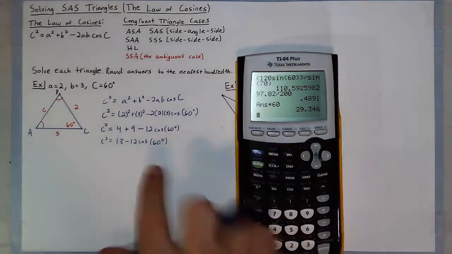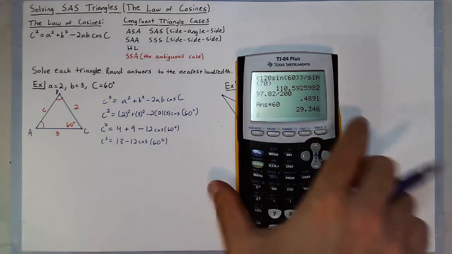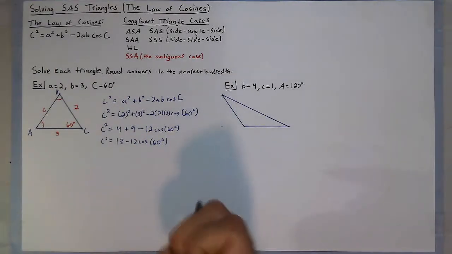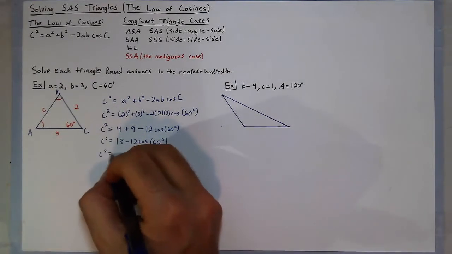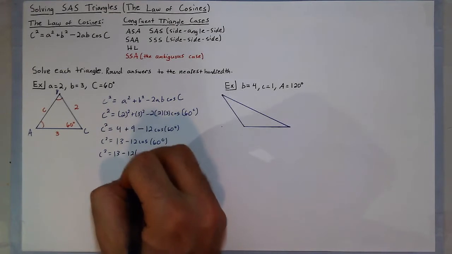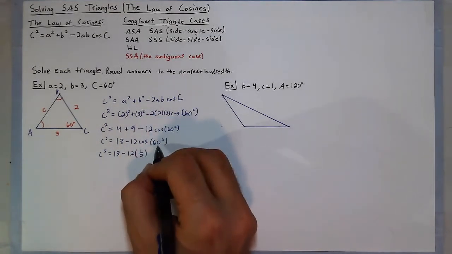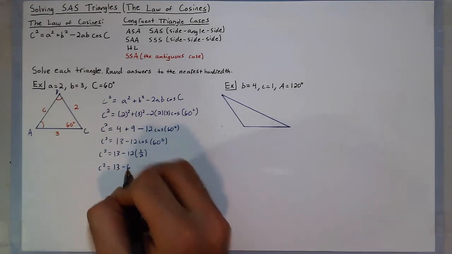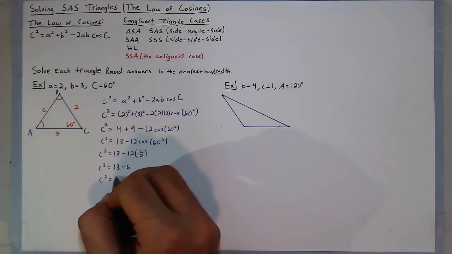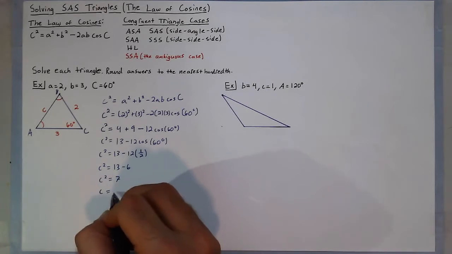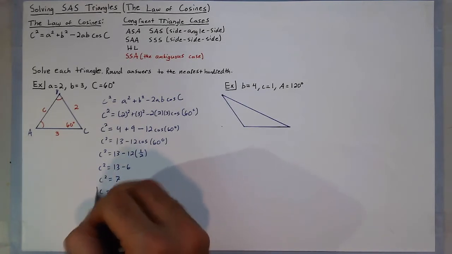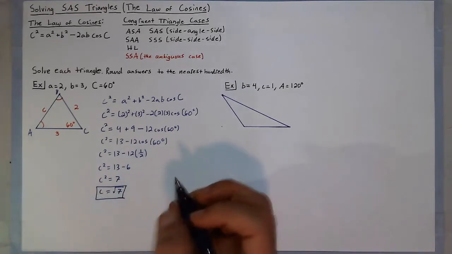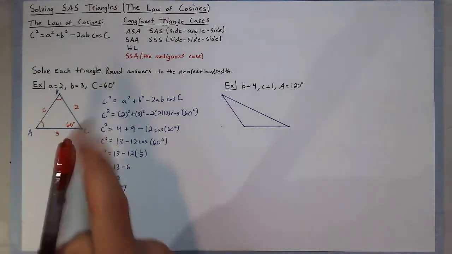And actually the cosine of 60 degrees, I don't even need a calculator for this one, is 1/2. So C squared is equal to 13 minus 12 times 1/2. That's one of those unit circle values, giving me C squared is equal to 13 minus 6. C squared equals 7. So C is equal to the square root of 7. So I found one side already.